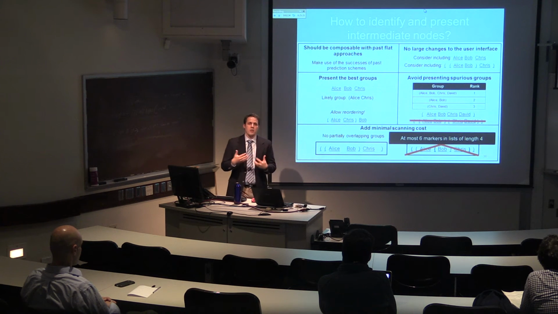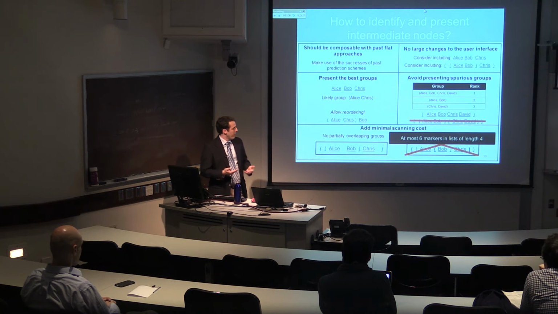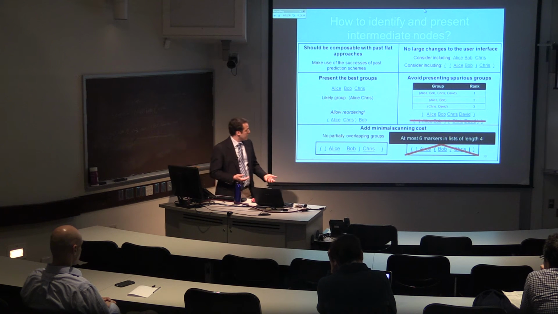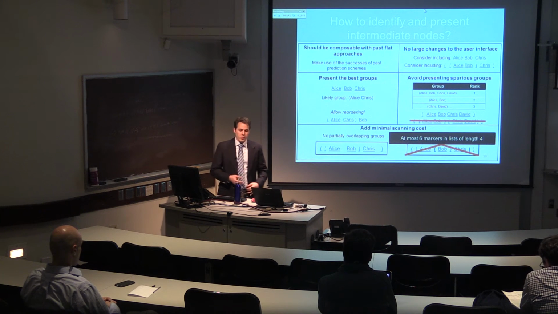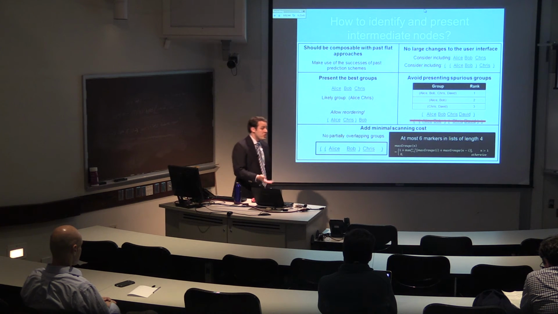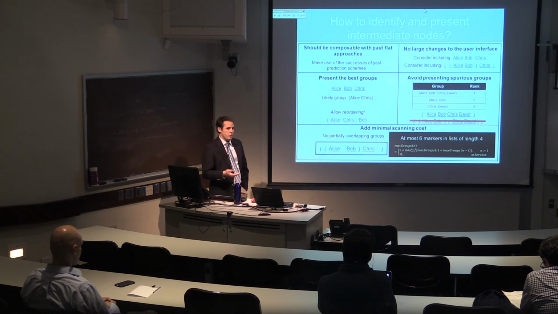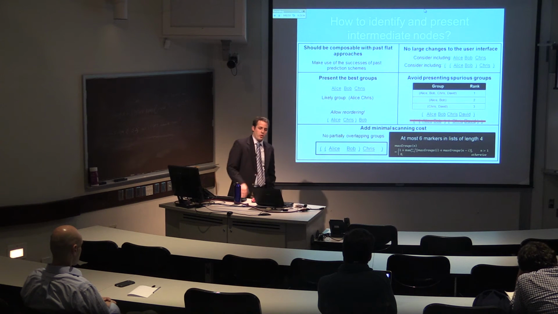Recall that we have lists of at most length 4 coming from our flat recipient recommendation schemes. So this means we'll have at most 6 markers or 3 groups in our lists. And generally, for any list of length n, you can determine the maximum number of groups in non-partially overlapping groups, and that's the maximal number of markers you'll add to any one list.